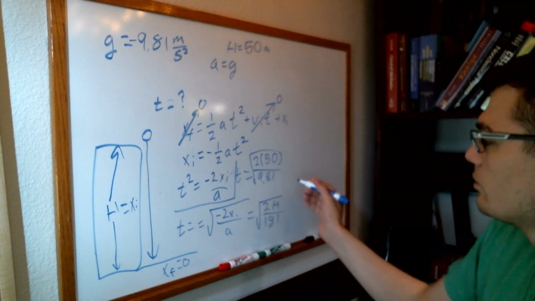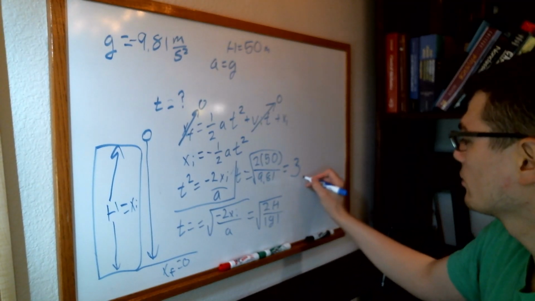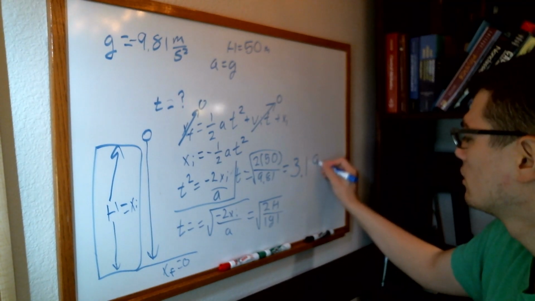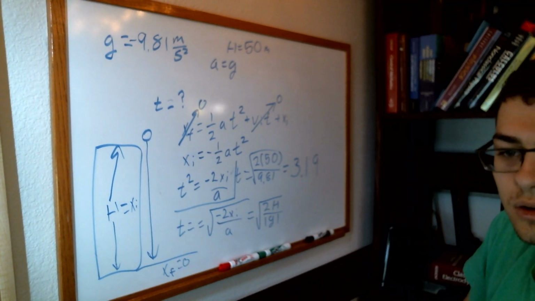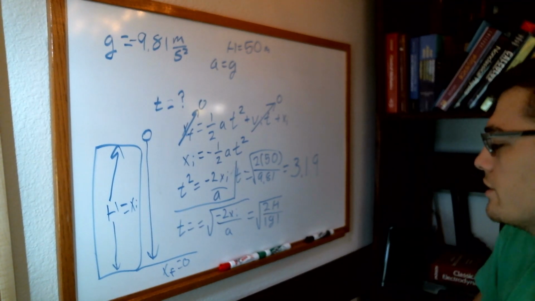Okay, and so when we plug this all into our calculator, we end up getting 3.19. So first thing we should do is really check our units here.